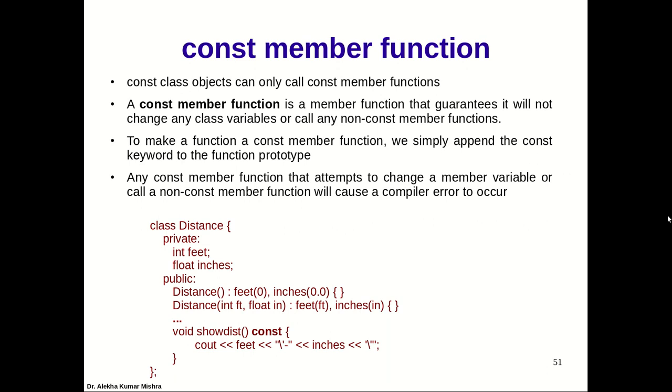A constant member function guarantees that it will not change any class variable or call any non-constant member. If you attempt to call a non-constant member function from a constant member function, that will give an error. To make a function a constant member function, we simply append the constant keyword, just like we have done.